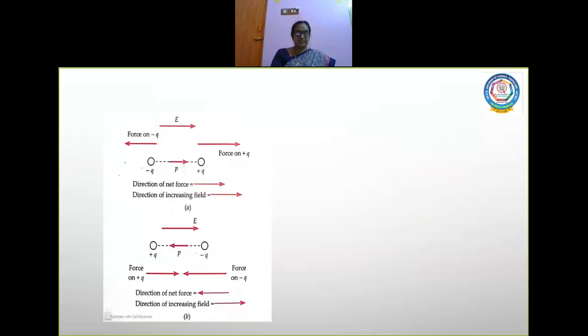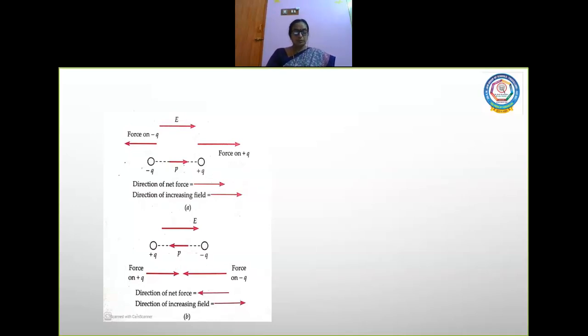Now let us move to this diagram. Here, E is the electric field and you have a dipole. In this diagram, the dipole is kept parallel to the electric field. So the dipole moment is parallel to the E vector, and here it is anti-parallel to the E vector, right? In these two cases, you can take it to be a non-uniform electric field, children.